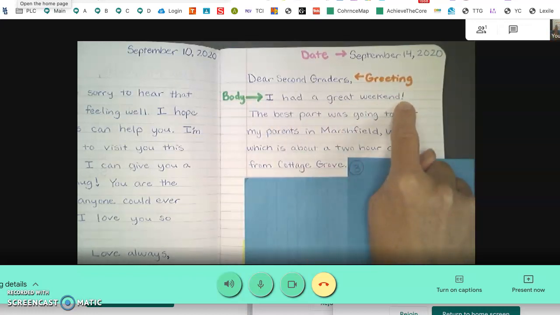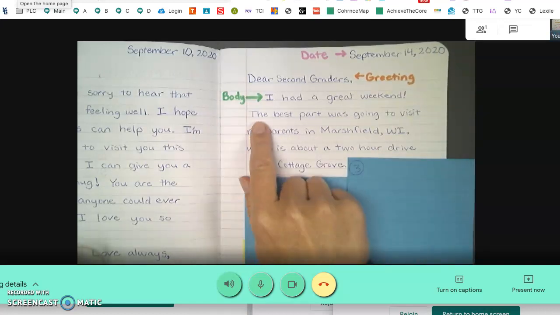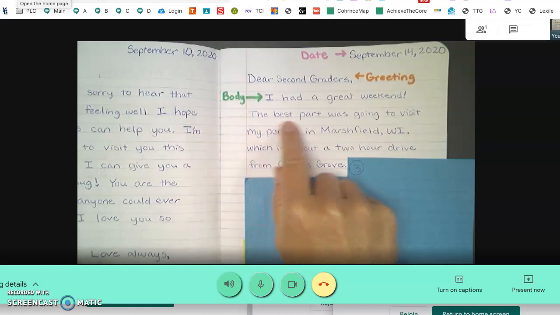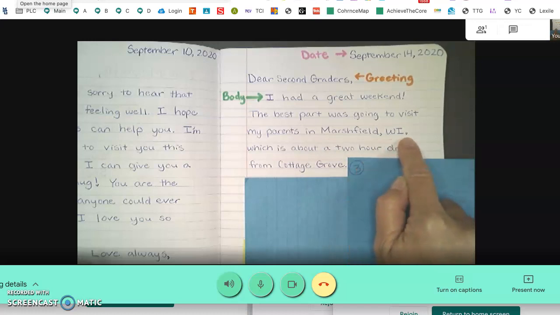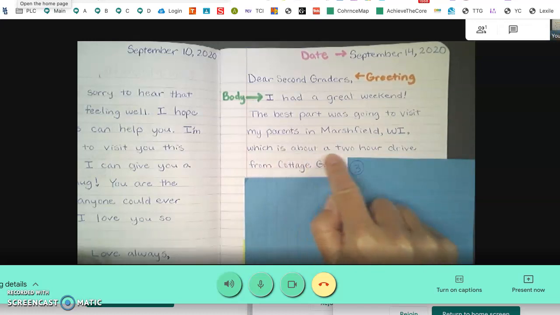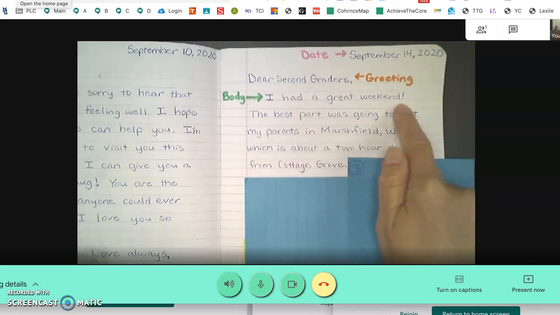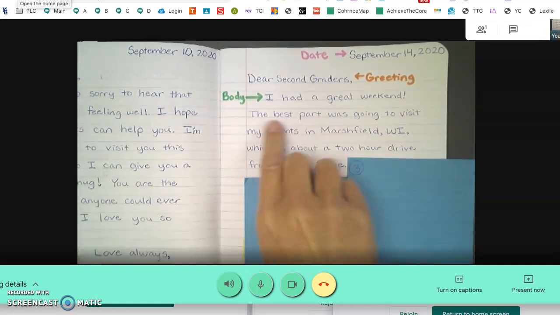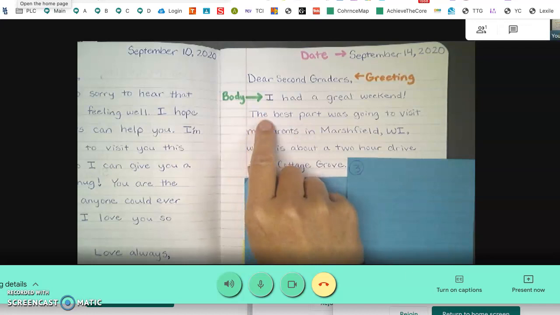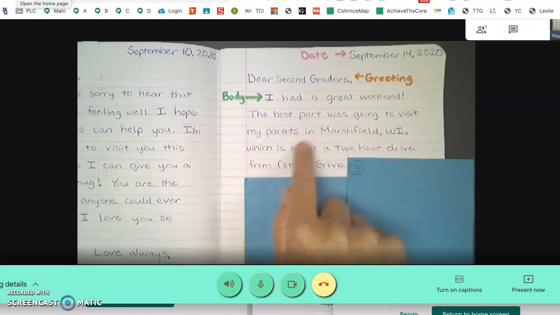So my letter is going to be all about that I had a great weekend. Notice I ended it with an exclamation mark because I'm happy about it and I'm going to use a lot of emotion, so that gets an exclamation mark. I followed it up by saying the best part was going to visit my parents in Marshfield, Wisconsin, which is about a 2-hour drive from Cottage Grove. So I told you I had a great weekend, and I followed up with telling you the best part. You might want to do that in your letter too. The best part was, and then you finish it.